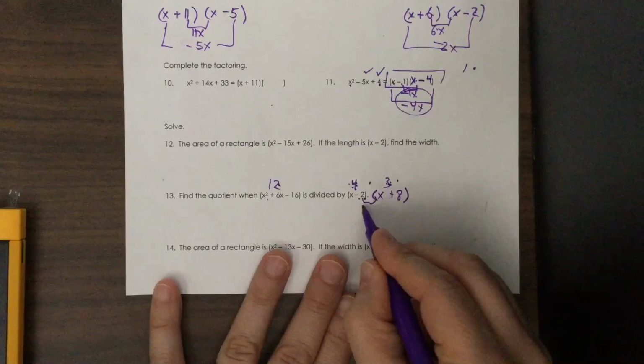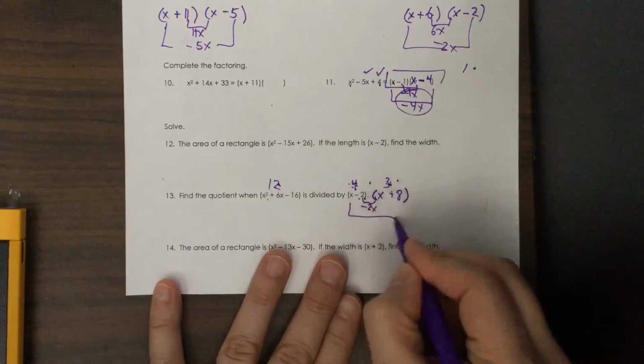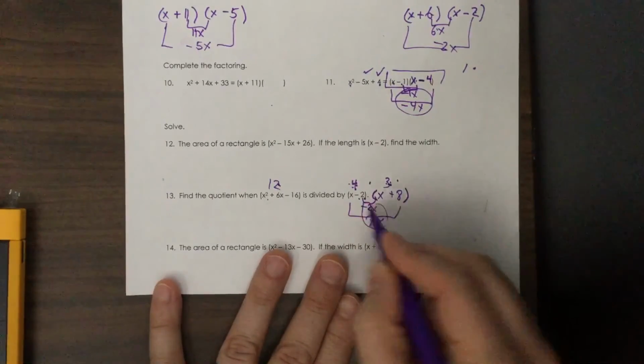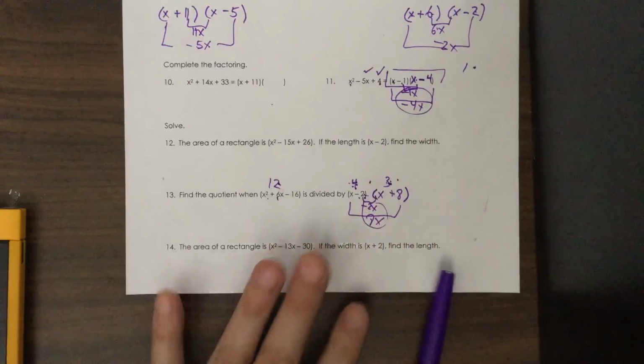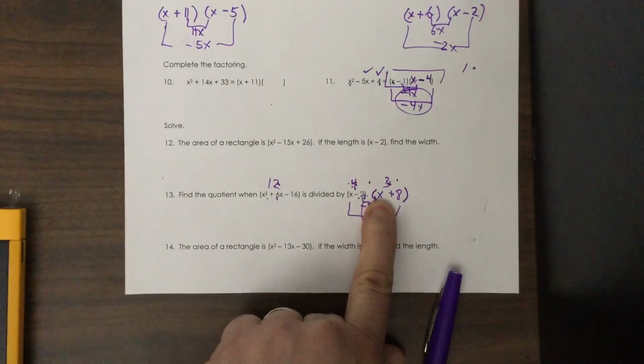Let's do our check. Negative 2x and positive 8x. Those combine to give me 6x. And those multiply to give me that. So that is your answer, x plus 8.